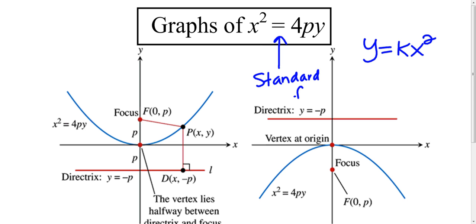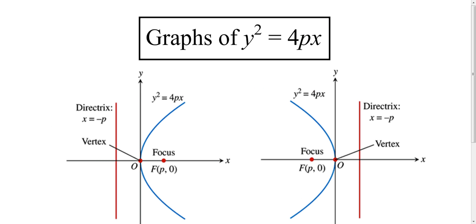You need to know that when your p-value is positive, so right here, your p-value is positive, your parabola will open up. If your p-value is negative, your parabola will open down. Just so you know. And we'll talk more about the focus and the directrix and all that good stuff. This distance right here is really the absolute value of p, but it represents p.